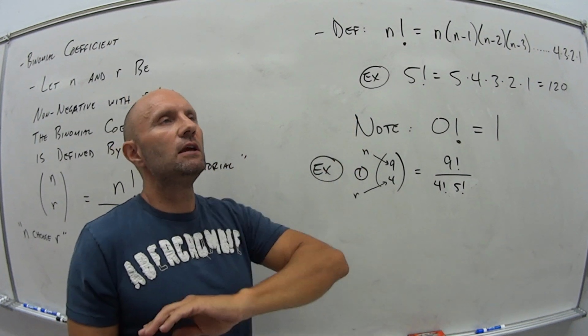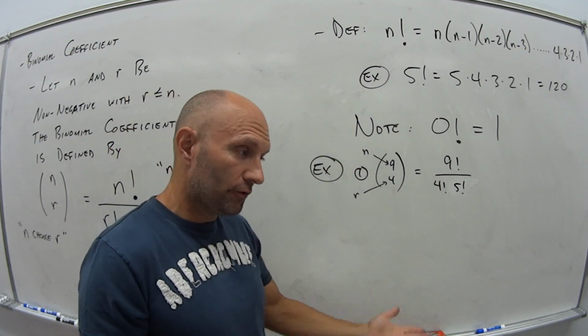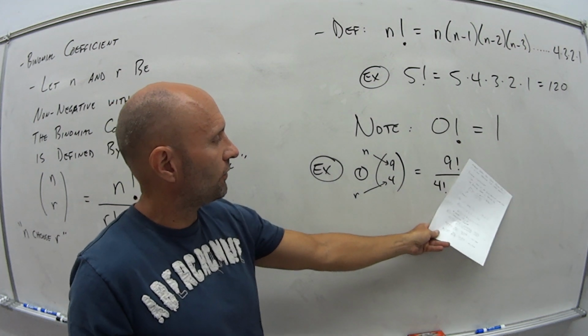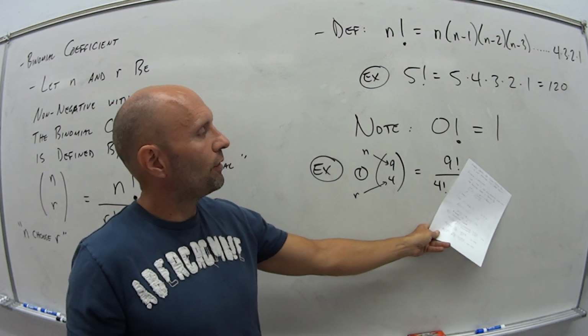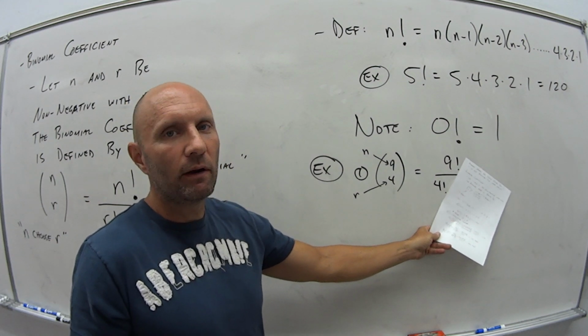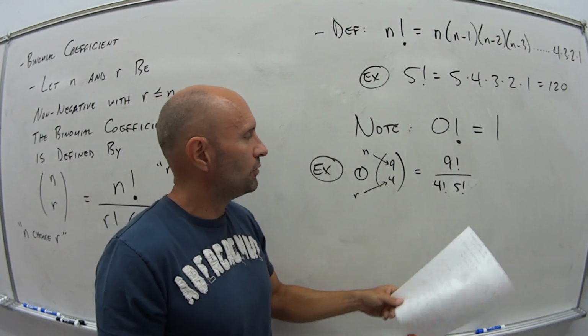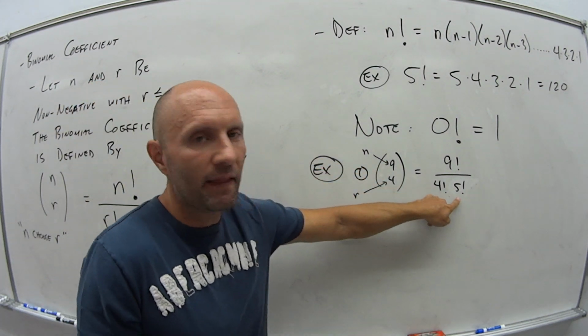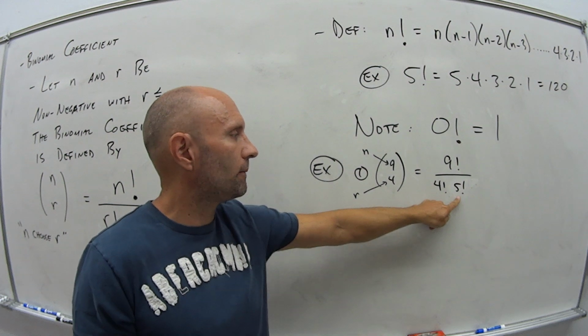What I see all too often, and this is what will cause you to get the answer wrong, is people just have this: oh, 9 choose 4 is 9 factorial over 4 factorial. That's not what it is. It's close, but you also have to take the difference. 9 minus 4 is 5, and that also goes in the denominator.